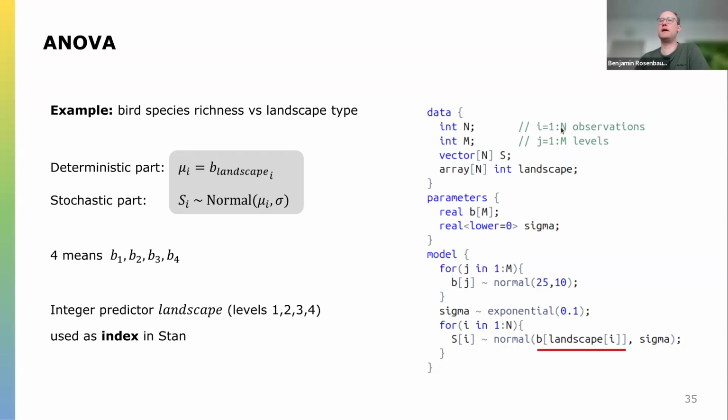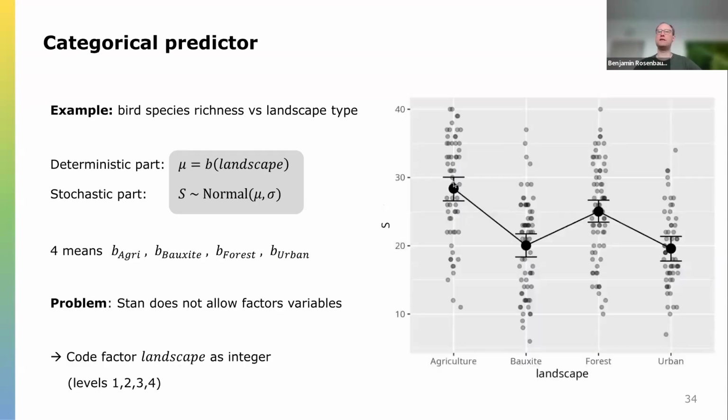So here we specify, okay, there are n observations, there are m levels. If we know it's 4, we could also just hard-code 4 in there, but here we leave it as part of the data, so we could also do this for a different number of levels. Then the landscape predictor is an array. It's basically just a long vector where for each data point I specify if the landscape is 1, 2, 3, or 4. So each data point has its own predictor encoded as an integer. Then I will have here 4, or m, parameters, each of them containing the specific intercept.